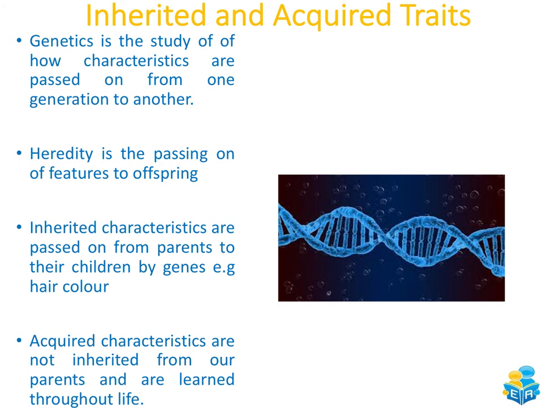Genetics is the study of how characteristics are passed on from one generation to another. The idea of heredity then is the passing on of features to offspring. You might look at your parents, you might have similar features to them. That all comes back to heredity. Any characteristics which are passed on from parents to their offspring are known as inherited characteristics, and they would include things such as hair color and eye color. Acquired characteristics are those that are not inherited from our parents, and instead those are learned throughout life. So maybe your ability to play a musical instrument, your ability to play a sport, all of those will be acquired characteristics.